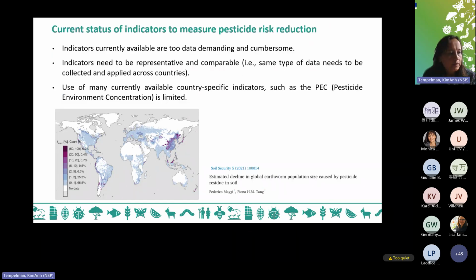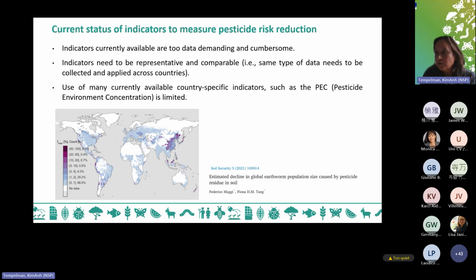So now moving into the indicator context. I just want to very briefly give an overview of what type of indicators are currently available to measure pesticide risk reduction. All the indicators that are currently available are very data demand driven and can be very cumbersome to most countries. For some countries, such data is available, but for the majority, this data is not. And if you want to measure pesticide risk reduction by 2030 or by any year, they need to be representative and comparable, meaning that countries should be able to collect the same type of data as all other countries, basically.